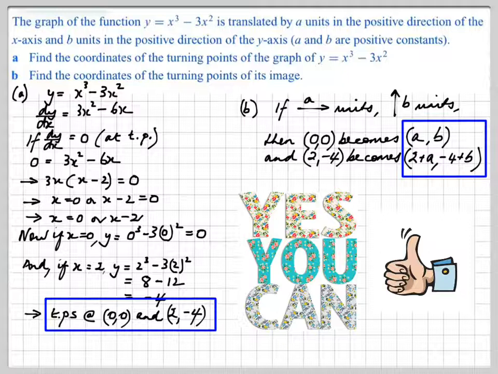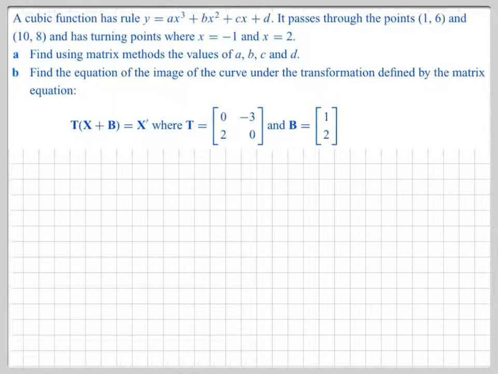Right. I think we're going to go over the page. Goodness. Matrices. Oh, time to hit the panic stations. Take the chill pill. No. We can do this. A cubic function has the rule of that thing. Well, that's not too scary so far. It passes through the point (1, 6) and (10, 8) and has turning points at those values. Well, I've got 4 clues there, guys. Did you spot them? (1, 6) is clue 1, (10, 8) is clue 2, and the turning points are clues 3 and 4.